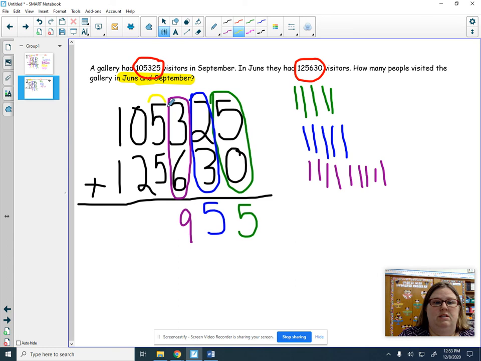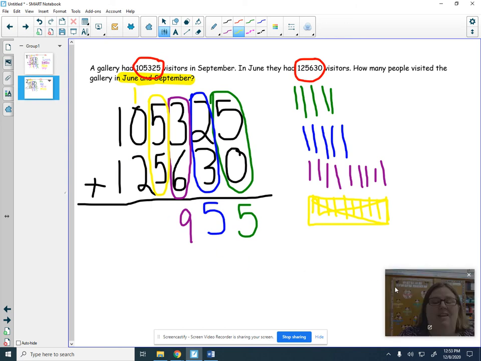On to our thousands. So our top number is 5. 1, 2, 3, 4, 5. Our bottom number is 5. 1, 2, 3, 4, 5. Count them up. 1, 2, 3, 4, 5, 6, 7, 8, 9, 10. Means I gotta box them up because I have 10. Cross it out, and I gotta put one above the other one. That also means I have none left over. So to show and hold my place, I have to put a 0.